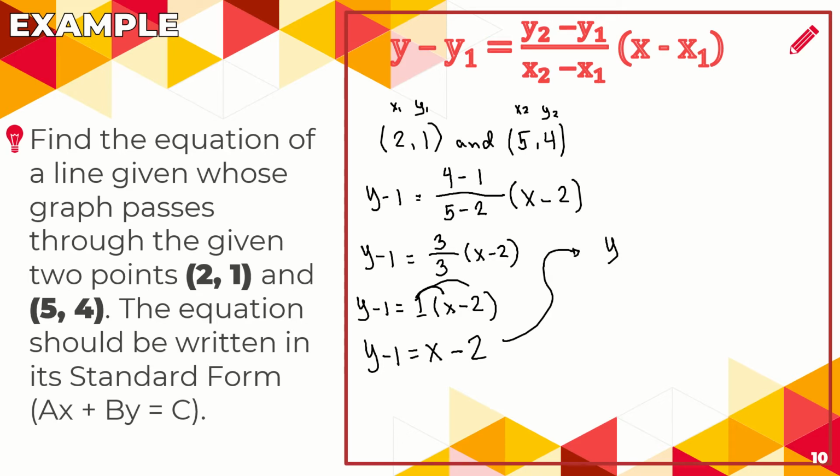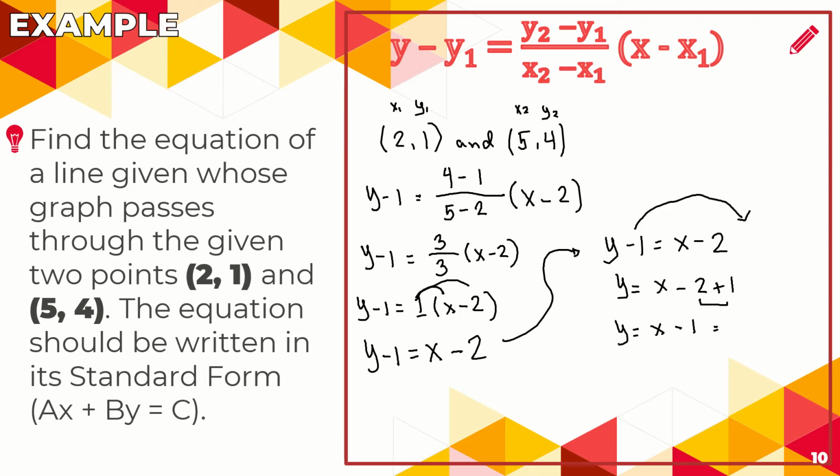Let's move negative 1 to the other side of the equation. So we have y equals x minus 2 plus 1. Then combine the numbers: y equals x minus 1. It is already in the form y equals mx plus b, or slope-intercept form. And we all know, based on the given solution, the value of m, or our slope, is 1.